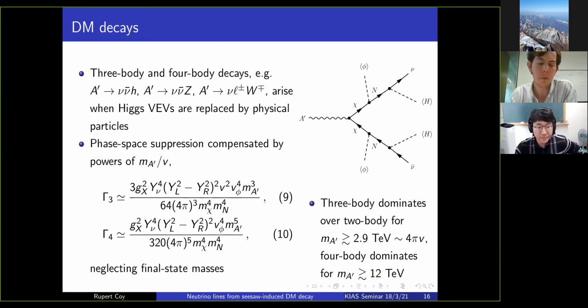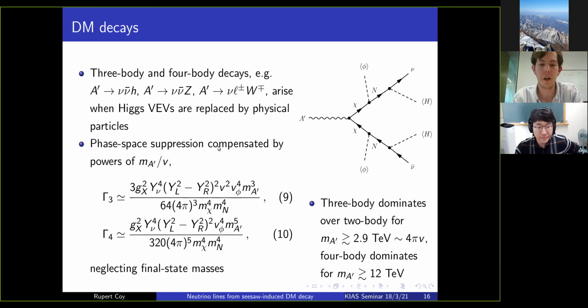And so because you get about a 16 pi squared for each extra body in the final state, you expect that the 3-body starts to dominate over the 2-body when MA prime is about 4 pi times V. And indeed, this is exactly what happens. The 3-body dominates for MA prime larger than about 2.9 TeV. 4 pi times V is about 3 TeV. And the 4-body dominates at slightly lower masses than 4 pi times this. The 4-body dominates for MA prime larger than about 12 TeV.